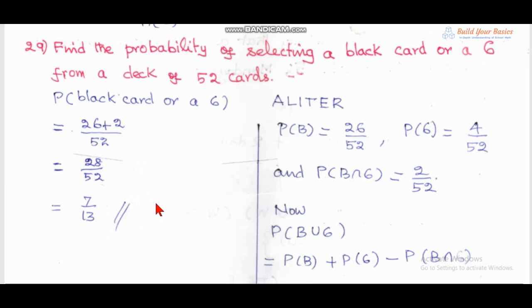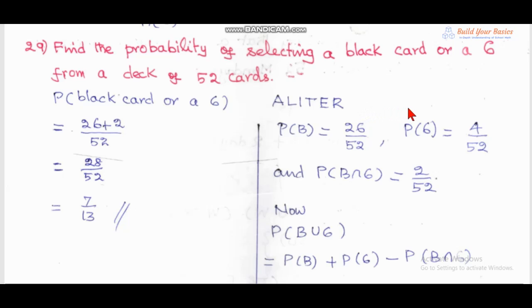A little alternative method of doing the problem. Probability of B, that is probability of taking a black card, is 26 by 52. Total number of cards 52. Total number of black cards 26. Number of spade cards 13. Number of clover cards 13. So total number of black cards 26.